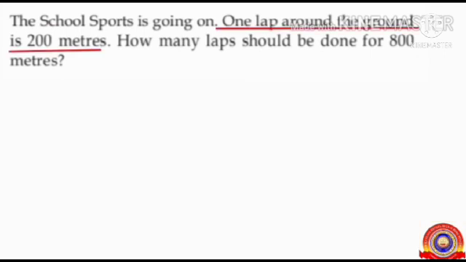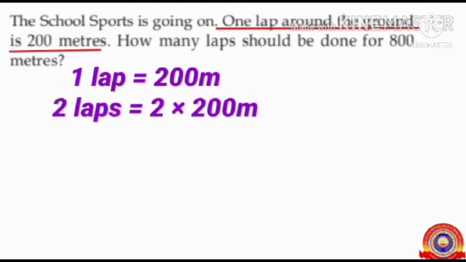Here, one lap around the ground is 200 meters. So, one lap equals 200 meters. Then, 2 laps equals 2 times 200 meters. That is 2 into 200 meters. 2 into 2, 4. Then put these 2 zeros on its right side. That is 400 meters. That is 2 laps around the ground is 400 meters.